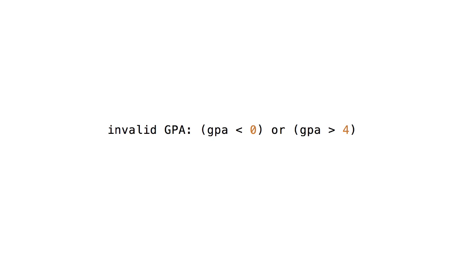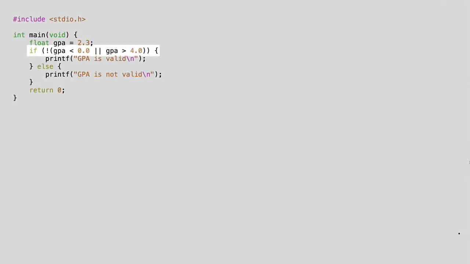To get a valid GPA then, all we have to do is negate this condition. Whenever a GPA is not invalid, then it's valid. We can write this using the not operator. Here's our new if condition. We use the not operator, the exclamation mark, to negate the condition of a GPA being invalid. That gives us an alternate way of thinking about GPA being valid.